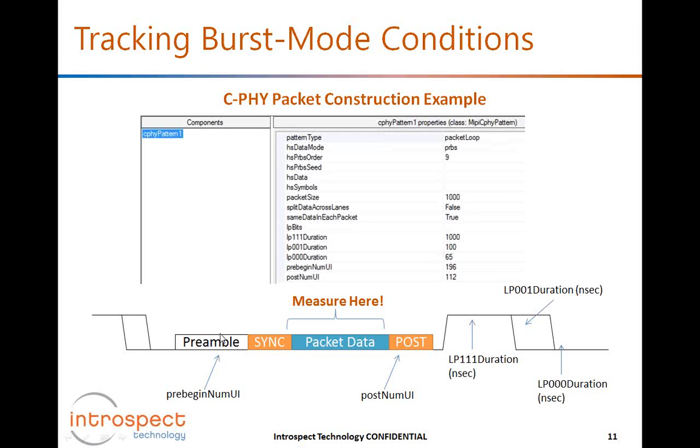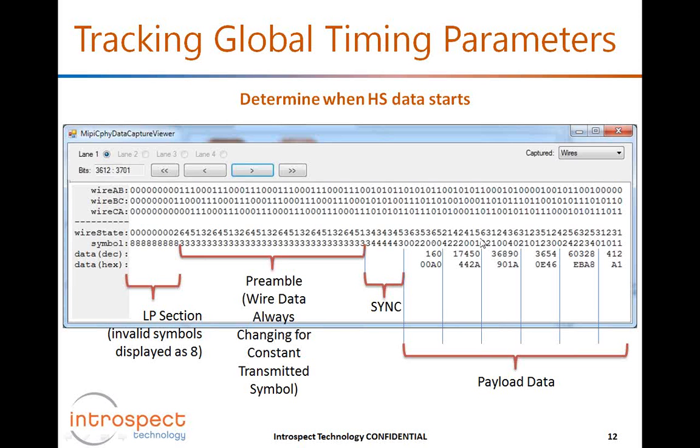Now, from an analog perspective, as I said, we need to also know the timing of these events, when the signal will go from LP to HS. And this is what we're showing here in this slide, again in the context of C-PHY. To check the data for pass-fail checking, we just simply need to look at the payload data, and that's what I described in the previous slide.